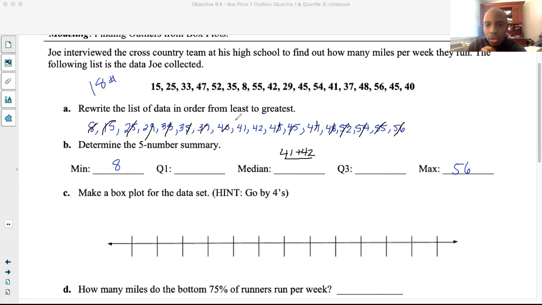41 plus 42 divided by 2. Okay, so we add these two numbers in the middle and we divide them by 2. Now, what do we get when we do this? We end up getting 41.5, right? So our actual median for this example is going to be 41.5. Let me actually write that in blue so that way all the actual key values here are in blue.